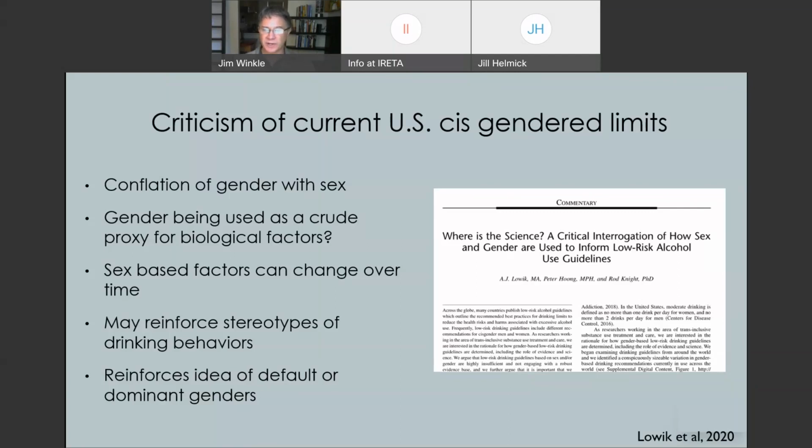And of course, when we use these gendered categories, we're reinforcing stereotypes, perhaps, of drinking behaviors. There's evidence that shows that when we send a message to a population that there are different limits or what's acceptable or risky based on gender, we're kind of reinforcing, perhaps, drinking behaviors that are judged in society based on gender. So if women get fewer drinks before they hit that risky limit, maybe that's reinforcing a stereotype that to be a woman you shouldn't be drinking as much as a man. And there's a whole paper about that. So lots of criticism, and it's good criticism.